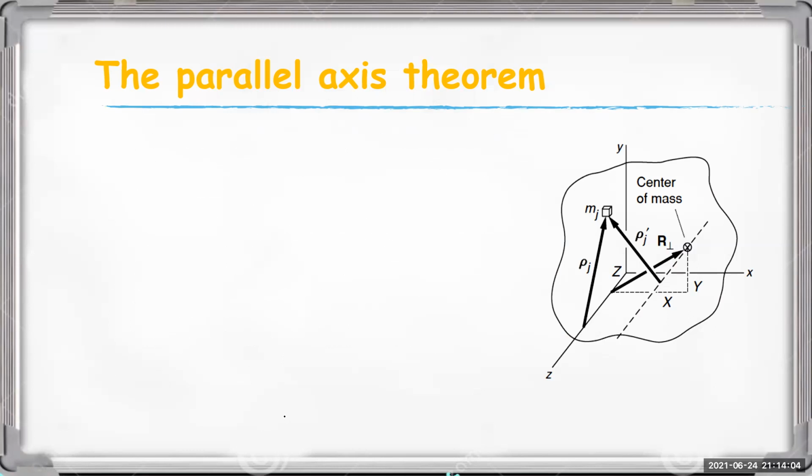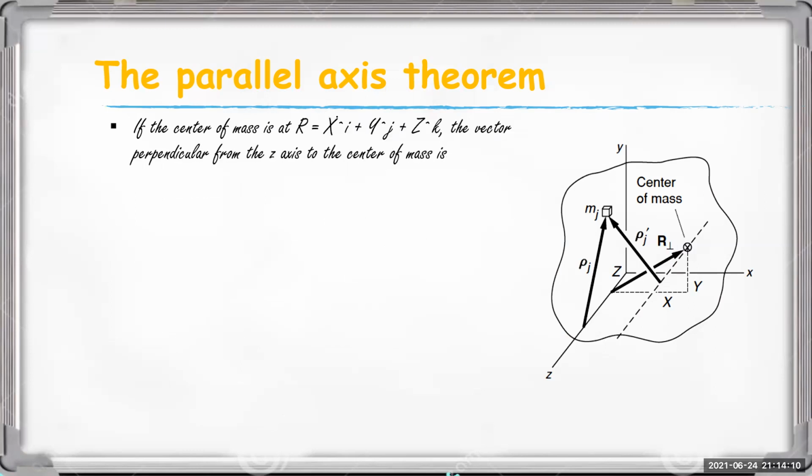Then if the center of mass is at xi plus yj plus zk, here look at the point center of mass, the coordinate here x, here y, and here it is z. Then if we draw a position vector from the origin to this point, it is represented as the center of mass. Then r is equal to xi plus yj plus zk.